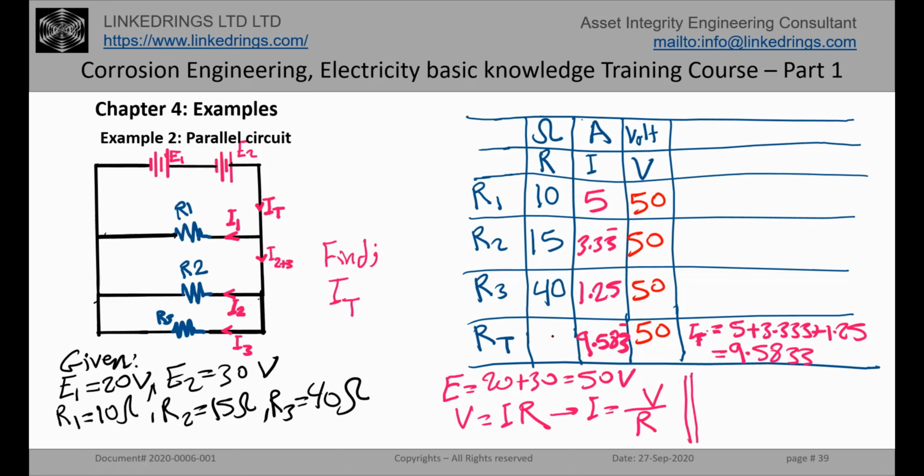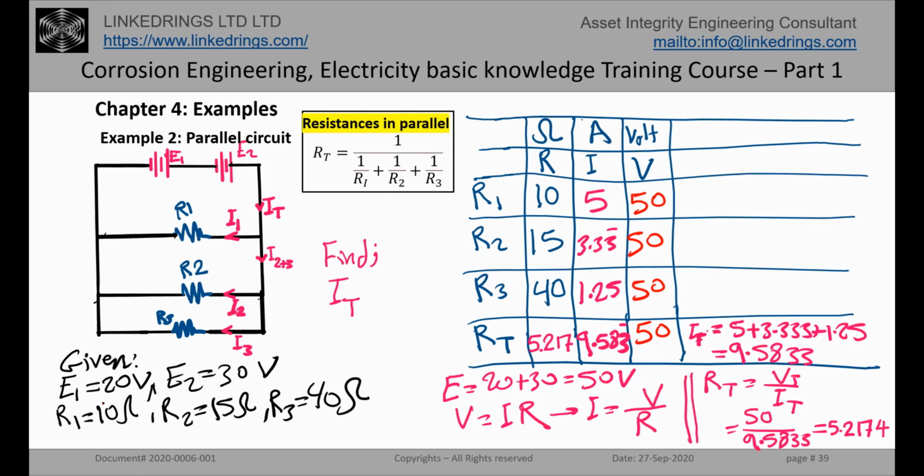How much is R total here? I know the voltage, I know the current, so I can get the resistance. Resistance equals voltage divided by the current, so it will be equal to 5.2174. Okay, let's have a checkpoint to be sure whether we are doing right or wrong. We remember this is resistance in parallel. However, we did not use this law, but we can use it to confirm our solution.